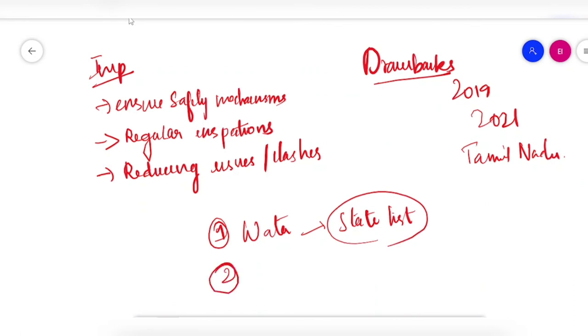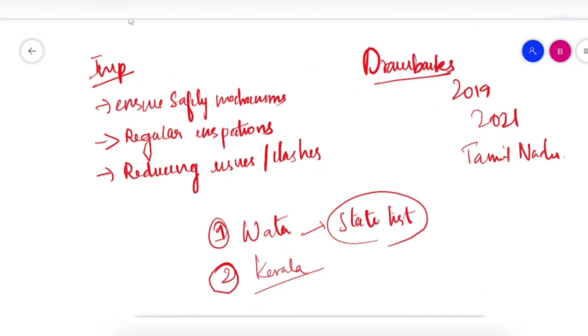And the second thing is why Tamil Nadu is opposing this act: the four dams that are under the ownership of Tamil Nadu are actually in the area of Kerala. So such a bill will affect the ownership of Tamil Nadu. So that's why they are protesting, or they are not accepting this bill. And this is all about the drawbacks. This can't be called a drawback as such. This is all the opposition that is arising out of this bill.